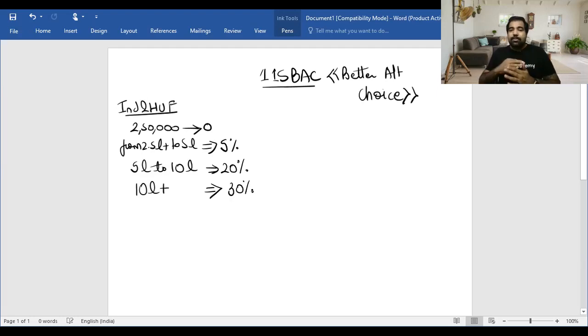So if you see, there's a steep jump from 0 to 5, it's okay. From 5 to 20 is a 4 times jump, and from 20 to 30% again a big jump. So the rates are very erratic.